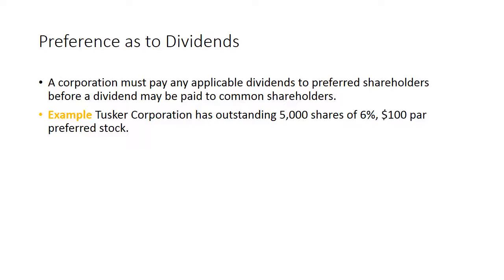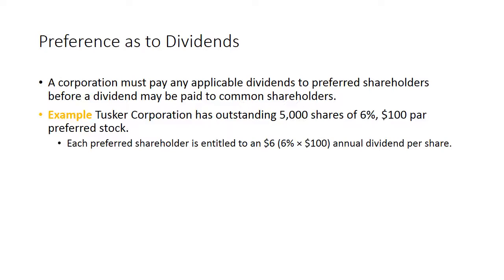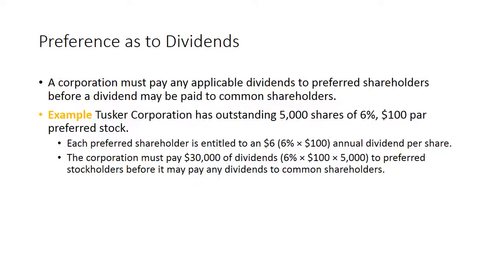Tusker Corporation has outstanding 5,000 shares, 6%, $100 par preferred stock. Remember, this 6% is a dividend rate. 6% of par is how much money one share of preferred stock will get. So 6% of $100 or $6. There's 5,000 shares that they're paying this $6 dividend on. So $30,000 is the amount of the preferred dividends. Take a look. So the corporation, if it declares at least $30,000, all $30,000 goes to the preferred shareholders.